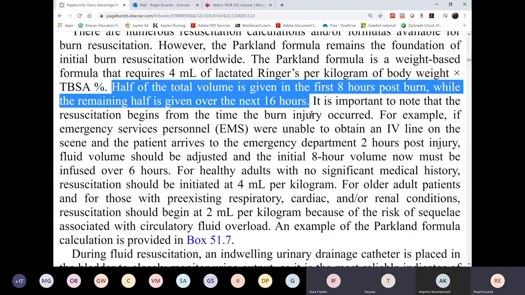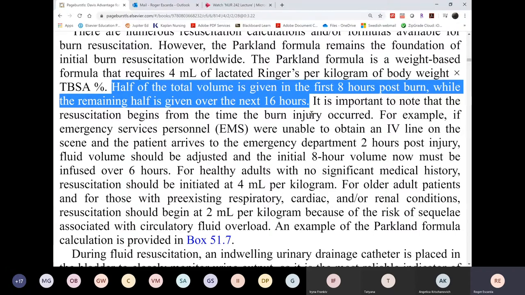Right. Okay. So, unless you burn somebody in the hospital, there will never be a burn patient that has 8 hours from the time they got, I mean, when they reach the hospital, they've already lost time, correct? Unless we really schedule the burn.